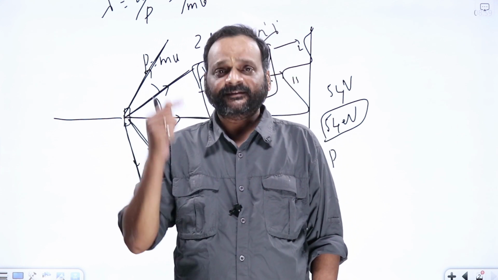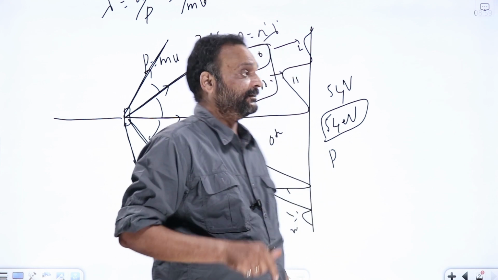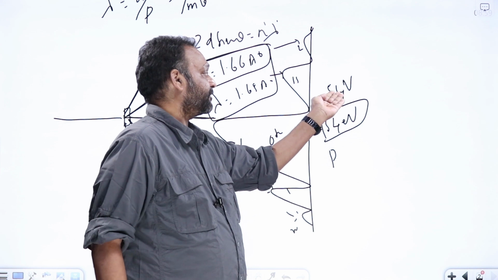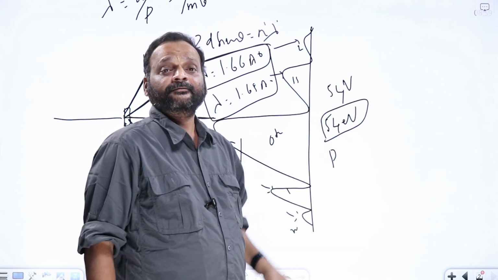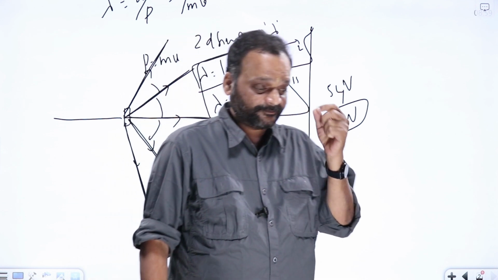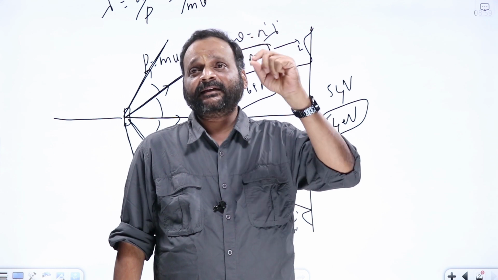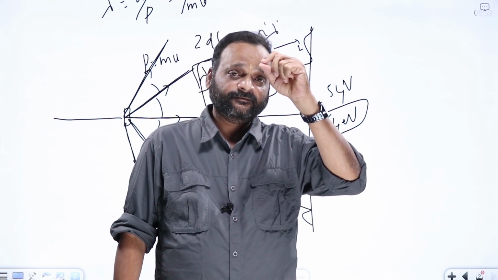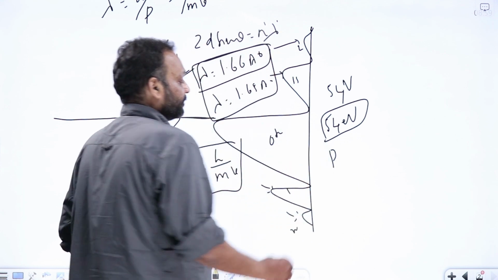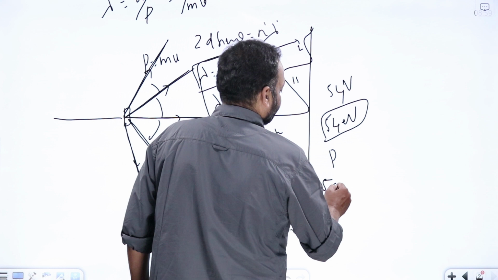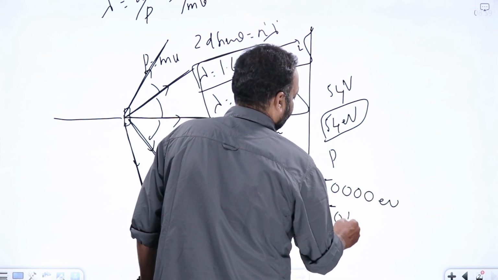Another scientist, Thompson, repeated the experiment with fast moving electrons. Davisson and Germer used an accelerating potential difference of 54 volts, so the kinetic energy of the electrons was only 54 electron volts. Thompson experimented with very high velocity electrons. He used an accelerating potential difference of 50,000 volts, 60,000 volts, like that. So electrons accelerated through 50,000 volts, what will be their kinetic energy? 50,000 electron volts, that is 50 keV.